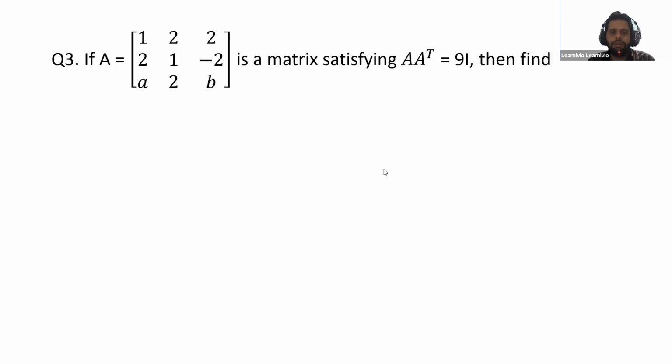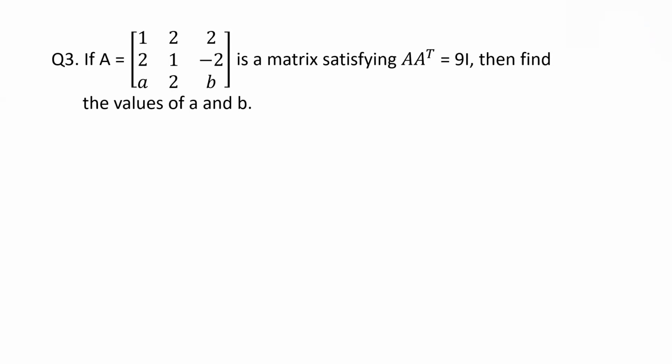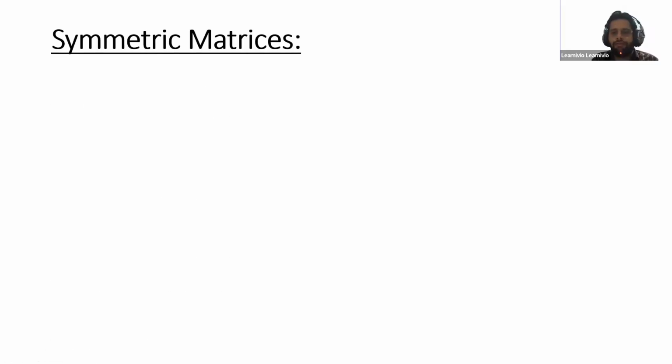Okay, then we will continue our last topic. In last topic, we have started the transpose. Please let me know, we have completed this question: if A is a matrix satisfying this condition, then find the values of A and B. We have completed this? Yes, sir. Okay, that's great. Then we will start the next topic.